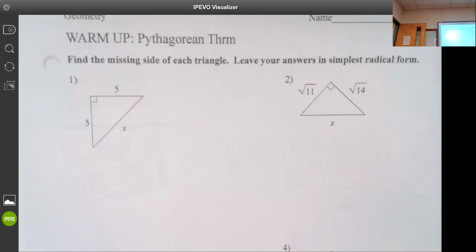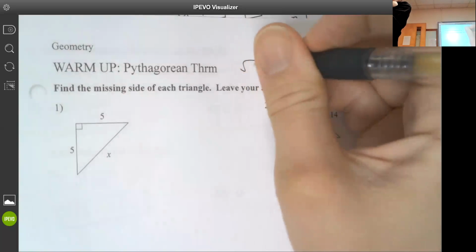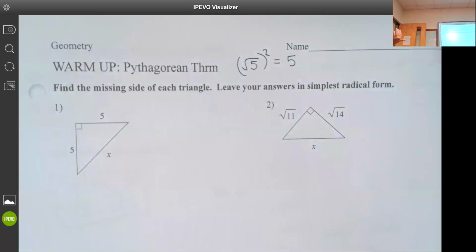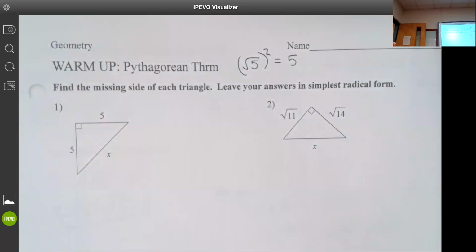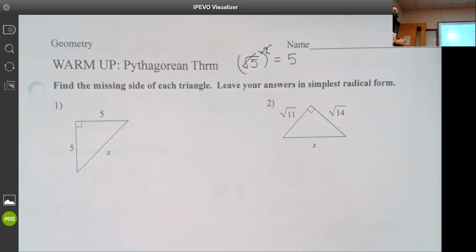Now, some of these have radicals, so I'm just going to write an example at the top. If I had the square root of 5 and I squared it, it's just going to become 5. They're inverse operations, so if I'm putting in a radical, it just cancels out in terms of the a squared, b squared, c squared stuff. You'll see that, and we're going to go through these in a minute. Give me a minute to work through these 6 triangles, and then we'll go from there.